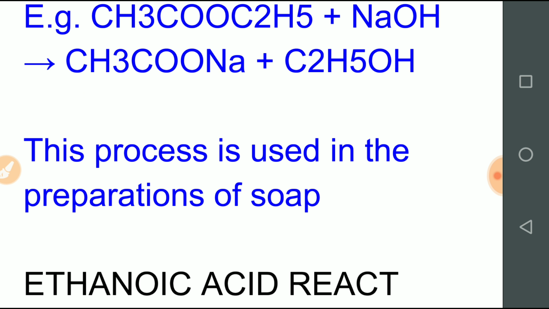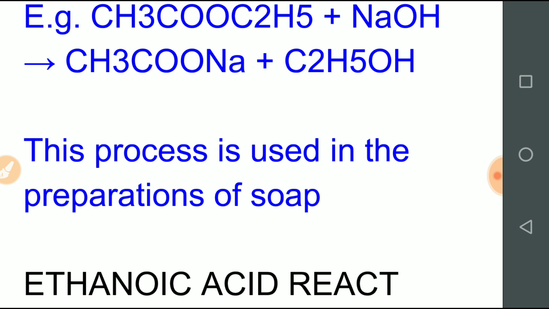Then soap. Dear friend, soap means sodium or potassium salts of long chain carboxylic acids, that is sodium palmitate. CH3(CH2)14COOH plus NaOH gives rise to CH3(CH2)14COONa plus H2O. So this is the equation for soap.